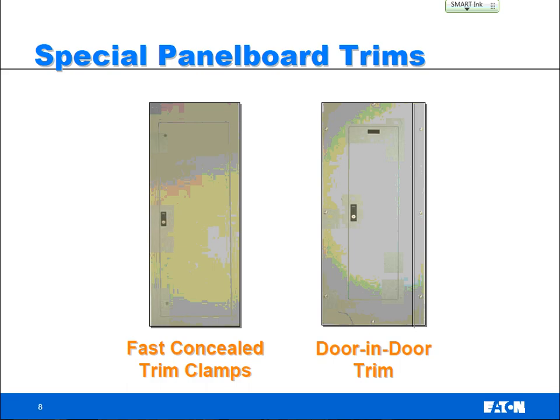So one of the common things you'll see in that kind of application is something called concealed trim clamps, and you don't see any screws on the outside here. So it makes it much more difficult to gain access to the insides of that panel board.